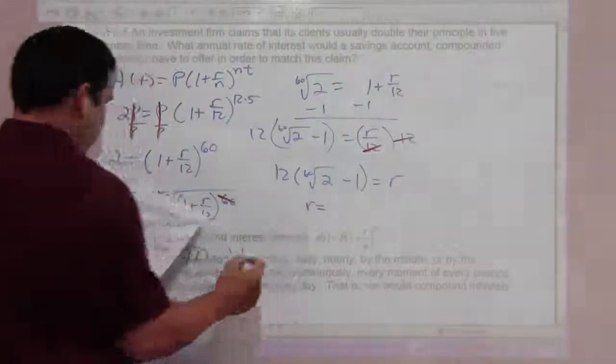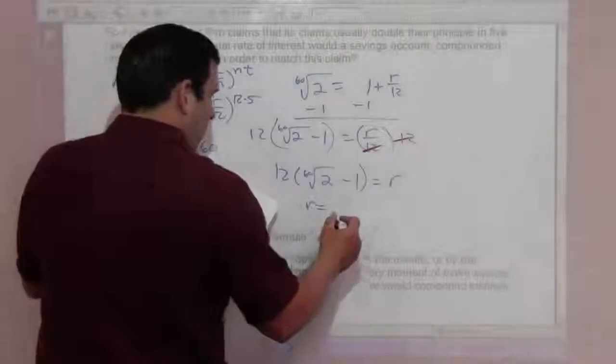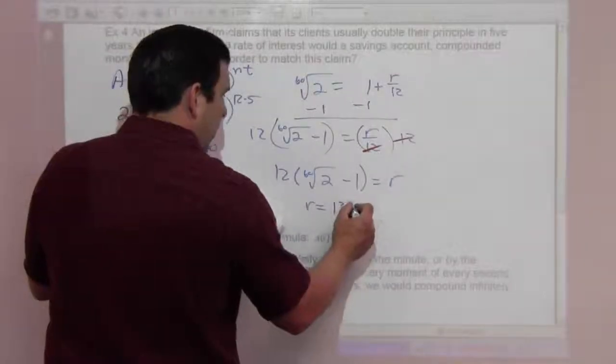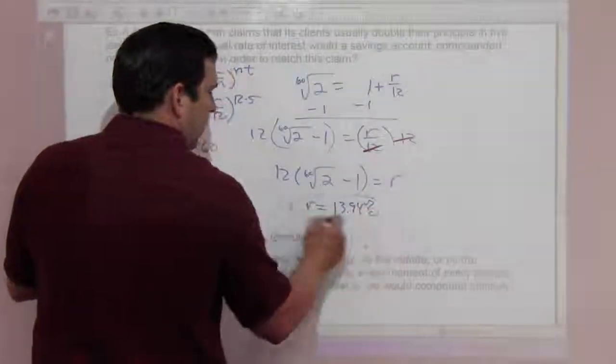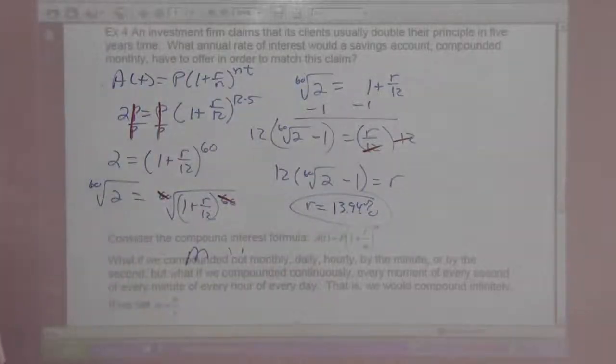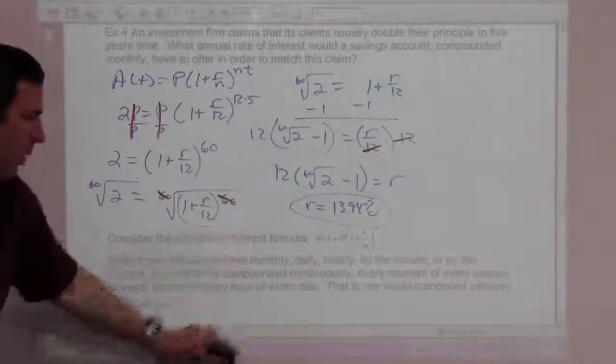So r would be approximately 0.1394 or 13.94%. That'd be a really high rate.